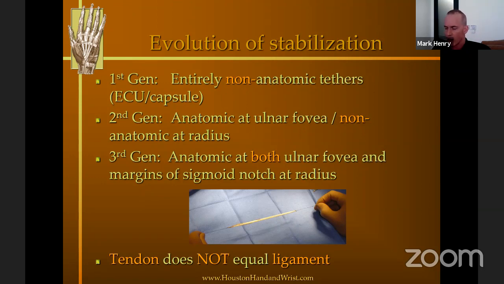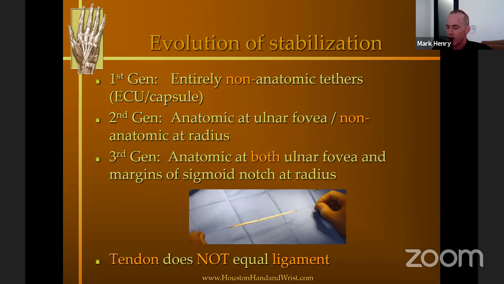And so in the modern generation, you want to have both the ulnar and the radial side be the true anatomic attachment points of the original radial ulnar ligament. It's bad enough that we're working with tendon, because tendon is not the same as ligament. Studies will show there's a tenfold difference in elasticity between ligament fibers and tendon fibers.